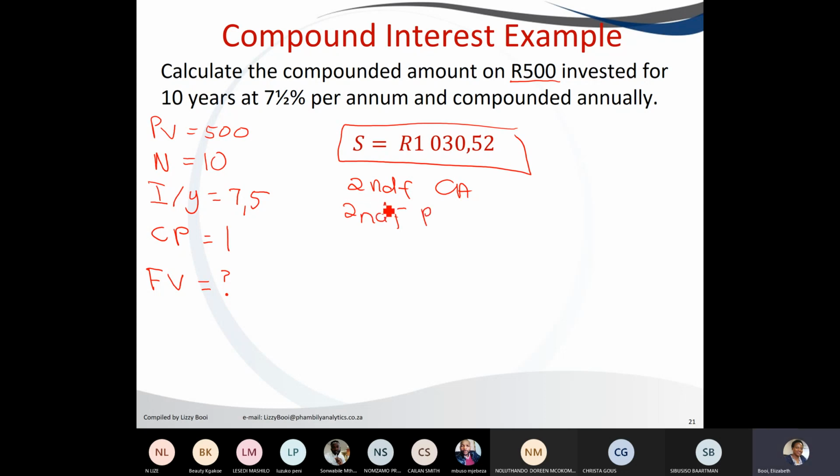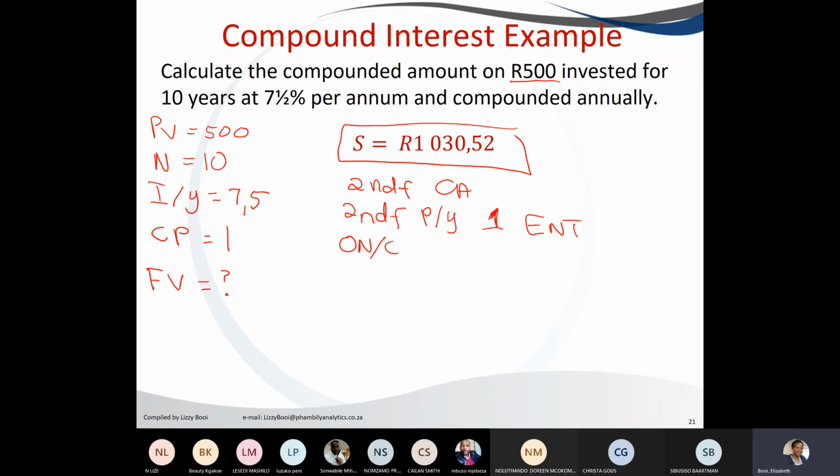Second function, P/Y. The P/Y is written in orange, on top of I/Y. That is the compounding period. How many compounding periods? We only have 1. So we press 1, and then we press the ENTER and SET button. Once you've done that, you can go on and off your calculator. You can press the red button, your on and off button.